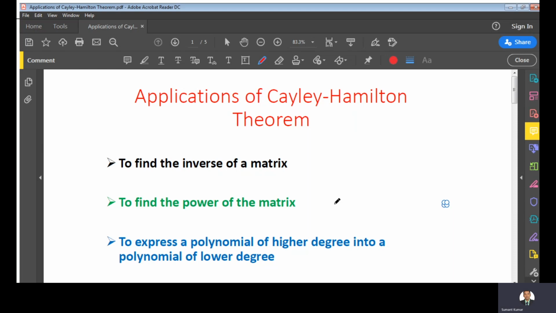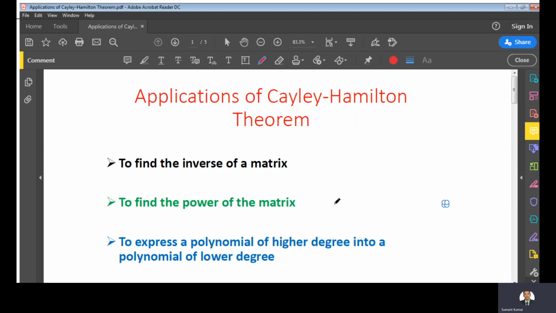And today we will discuss the application of the Cayley-Hamilton theorem. This is a very important theorem in matrix theory and it has a wide application. So today we will learn about the application of the Cayley-Hamilton theorem. Basically, in this session we are going to discuss three things.